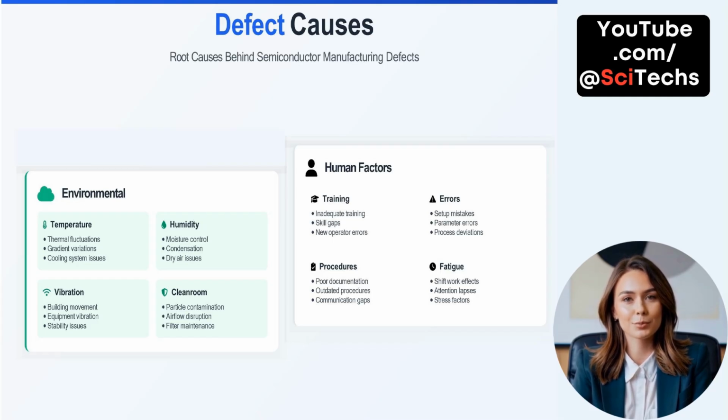Human factors also contribute meaningfully to defect generation. Inadequate training can result in skill gaps and errors from inexperienced operators. Procedure issues, like poor documentation or outdated steps, introduce uncertainty and mistakes. Errors in setup, incorrect parameter inputs, or deviations from standard processes also add risk. Lastly, fatigue from shift work, attention lapses, or stress can reduce focus and accuracy, leading to preventable errors. Addressing these human and environmental dimensions is key to achieving high manufacturing quality.